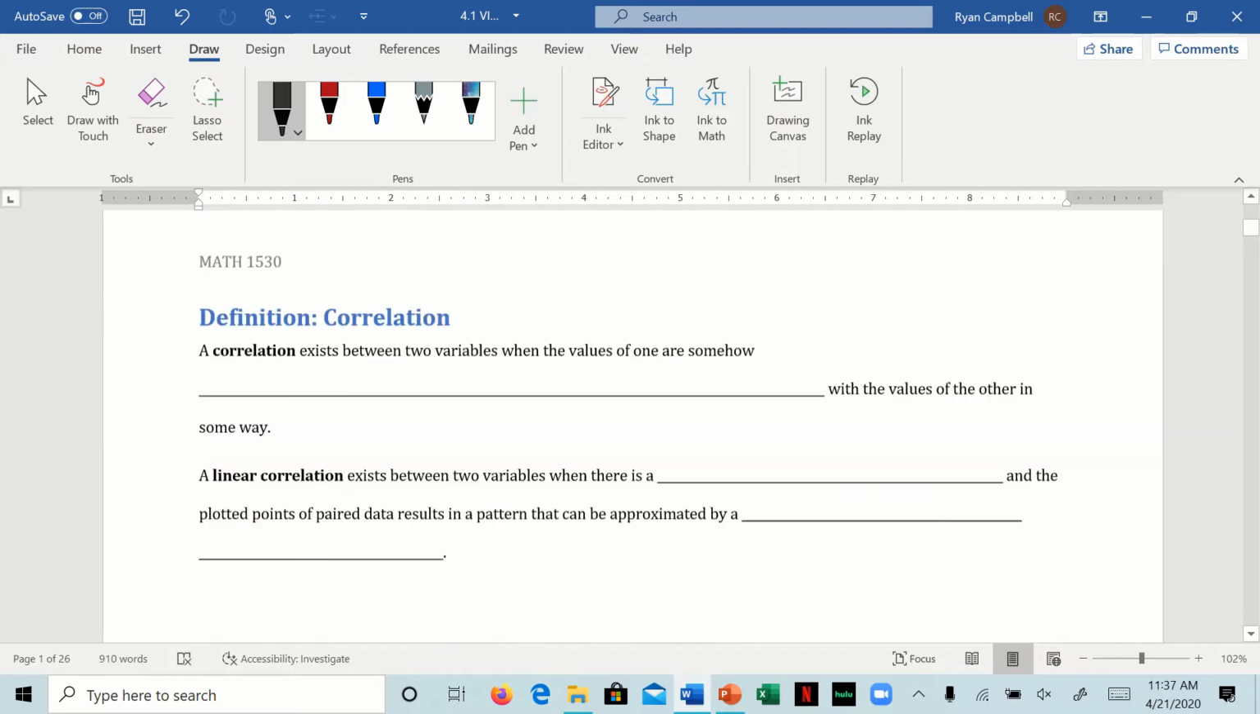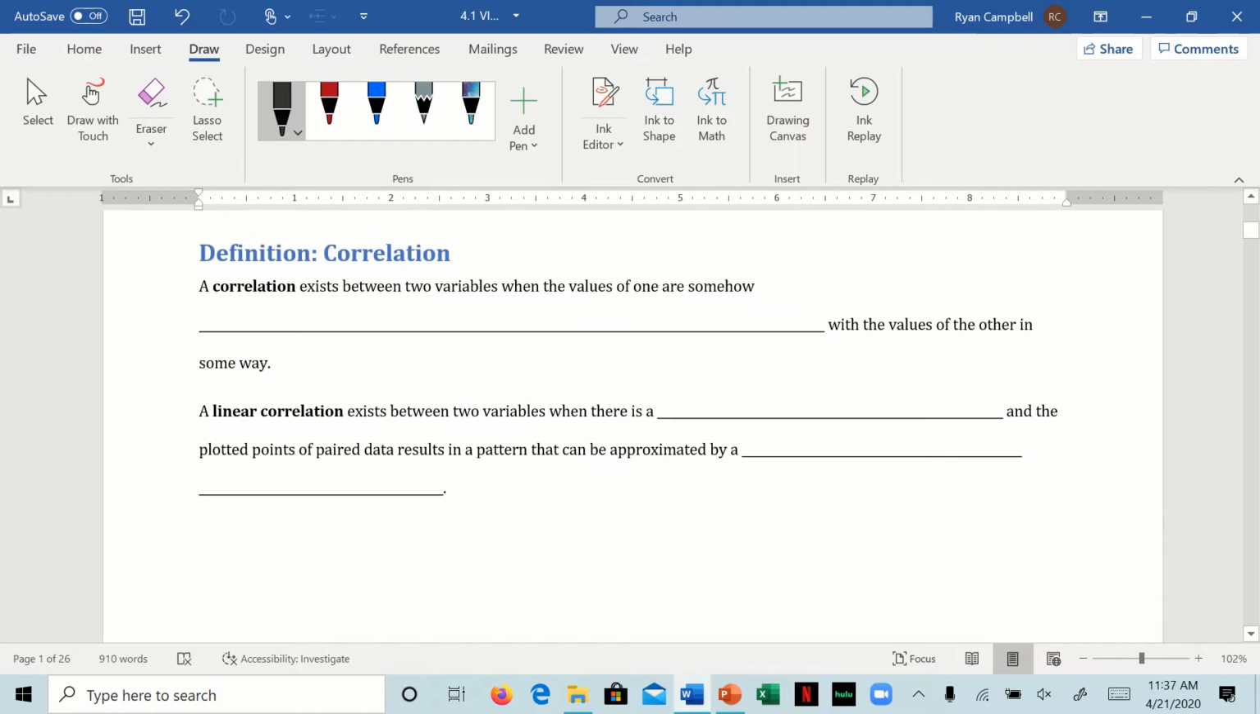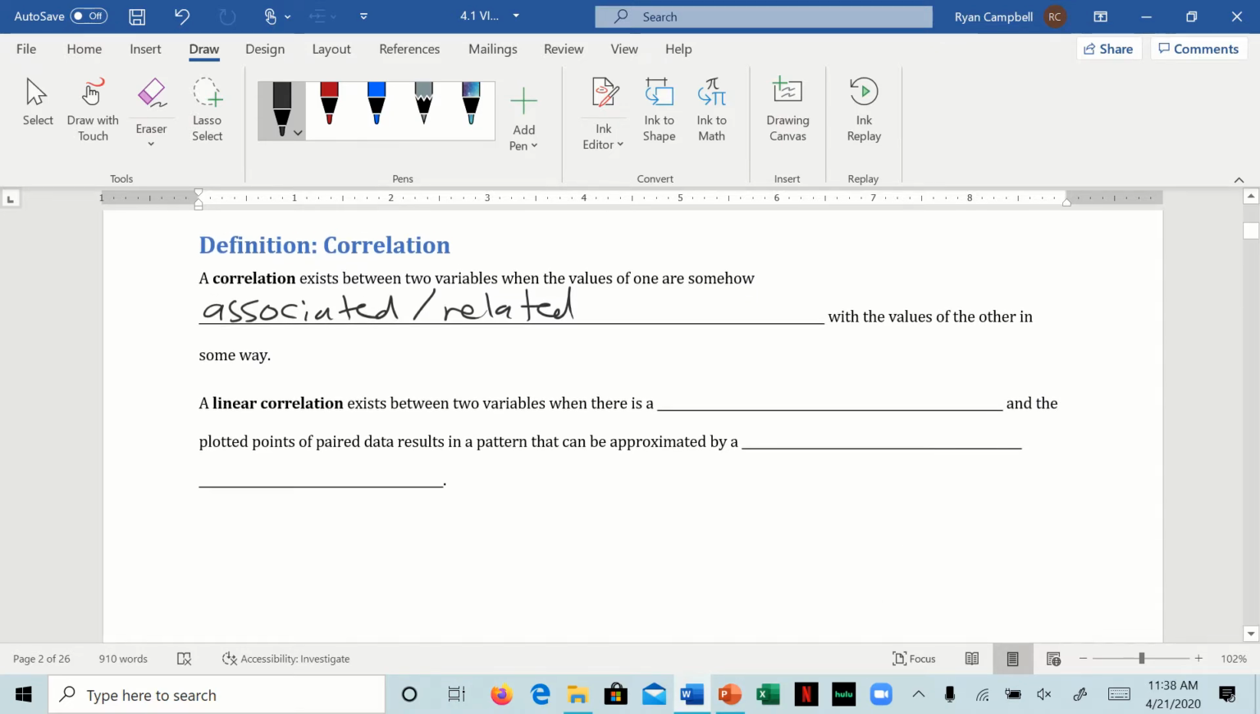All right. Next, correlation. A correlation will exist between two variables when the values of one are somehow associated or related with one another in some way. So if there is some sort of relationship between these two variables, we say that there is a correlation. A linear correlation exists between two variables when there is a correlation, and when you plot all the points on a scatter diagram, you get an approximate straight line.